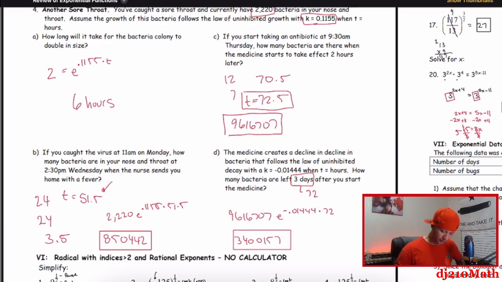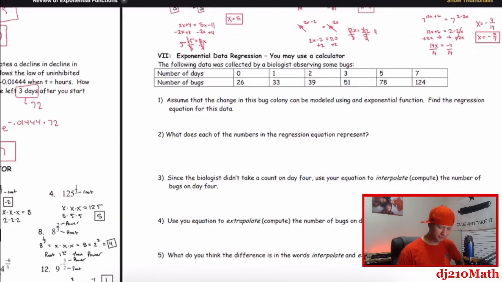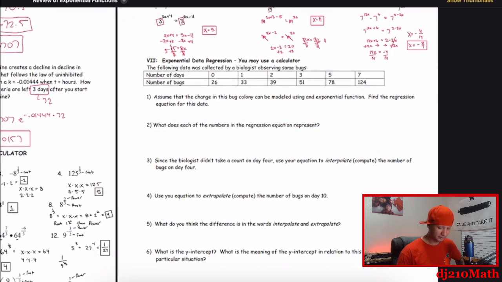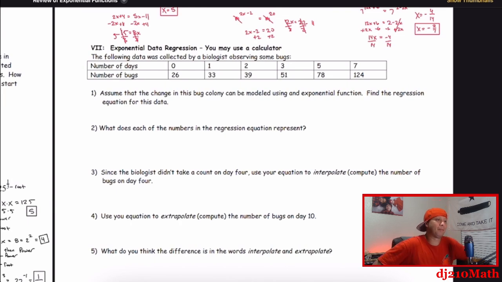Okay, part 4 I already did. All right, here we are at the last one. So here's our chart. Assume that the change in the bug colony can be modeled using an exponential function. Find the regression. All right, fast forward to this part.